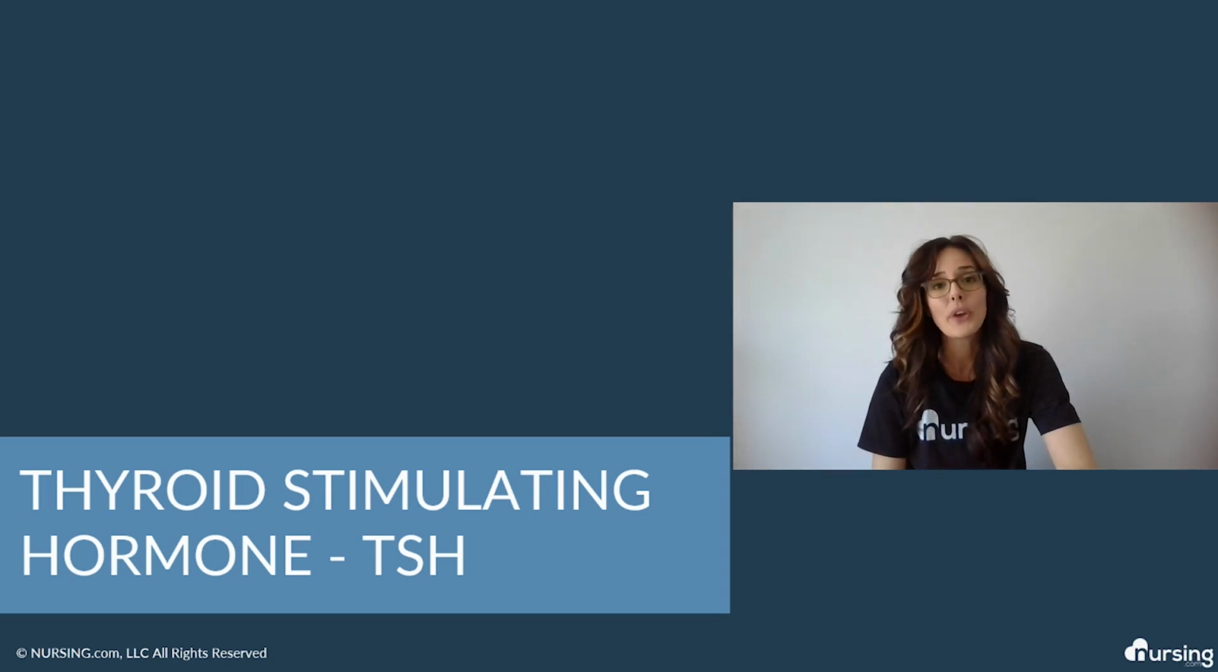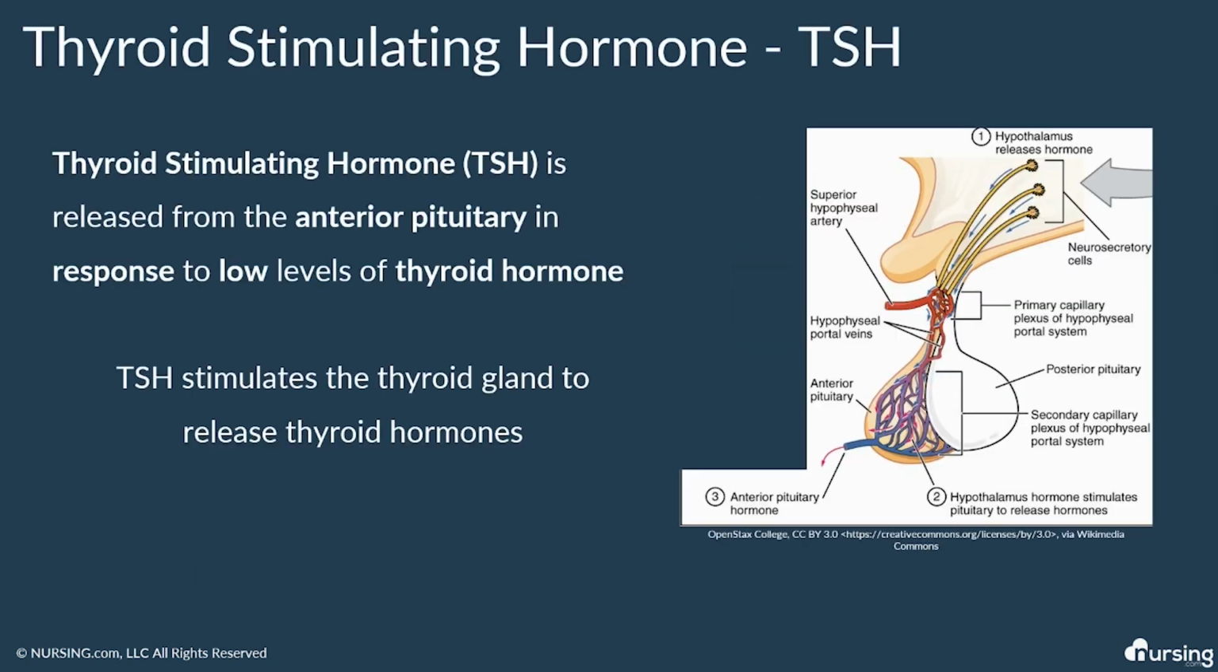In this lesson, we'll talk about TSH, thyroid stimulating hormone, its normal values, and when it would be increased or decreased. That's right, we'll be talking about the negative feedback loop. Let's get started. Thyroid stimulating hormone, or TSH, is released from the anterior pituitary gland in response to low levels of thyroid hormone. TSH is the intermediary hormone that stimulates the thyroid gland to release the thyroid hormones.